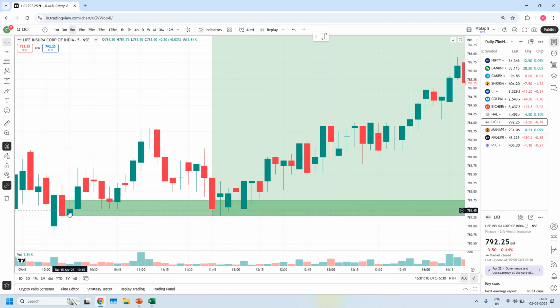781.30 paisa. See the low of the candle, 781.30 paisa. Even see this low of this drop candle, that is also 781.30 paisa. See even the low of this candle, 781.30 paisa. So 781.30 paisa, huge order flow might have been there.